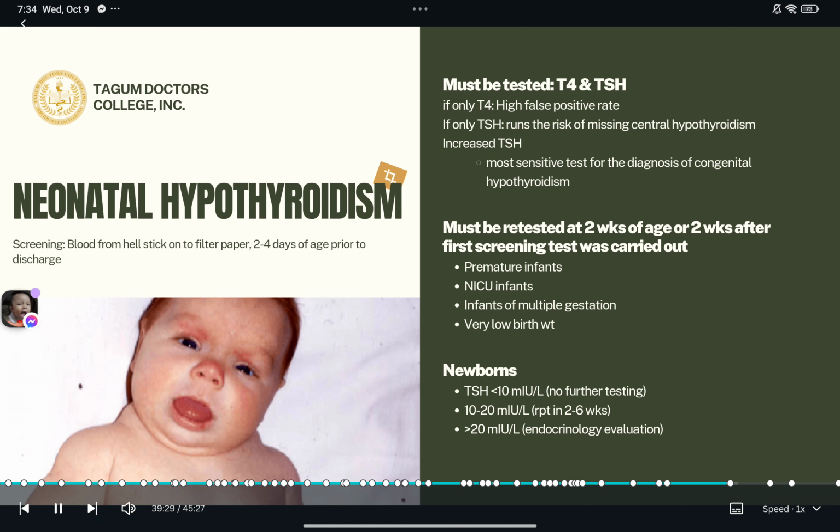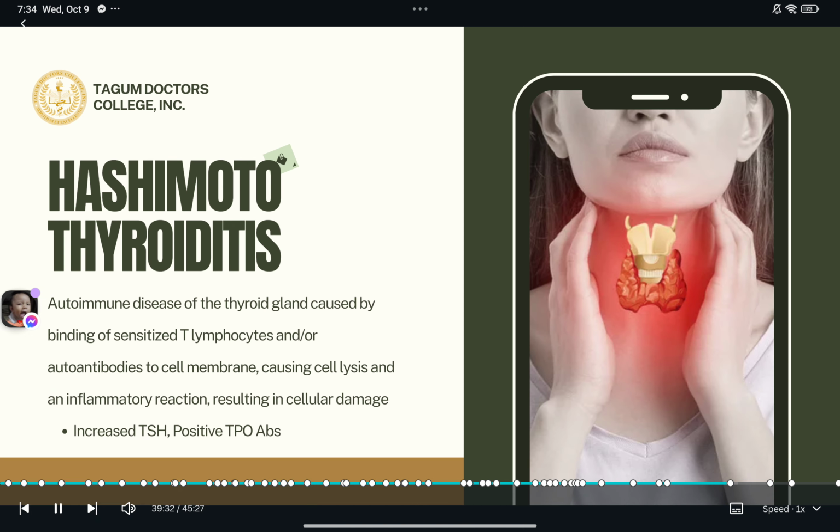Okay, next you have your Hashimoto's thyroiditis. It is an autoimmune disease of the thyroid gland caused by binding of sensitized T lymphocytes and their autoantibodies to cell membrane causing cell lysis and an inflammatory reaction resulting in cellular damage. So we have, like we mentioned, positive TPO antibodies or thyroperoxidase antibodies, and we also have increased TSH. So, syempre makita mo na nag-increase ang TSH, so nag-increase po ang secretion of the T3 and the T4.